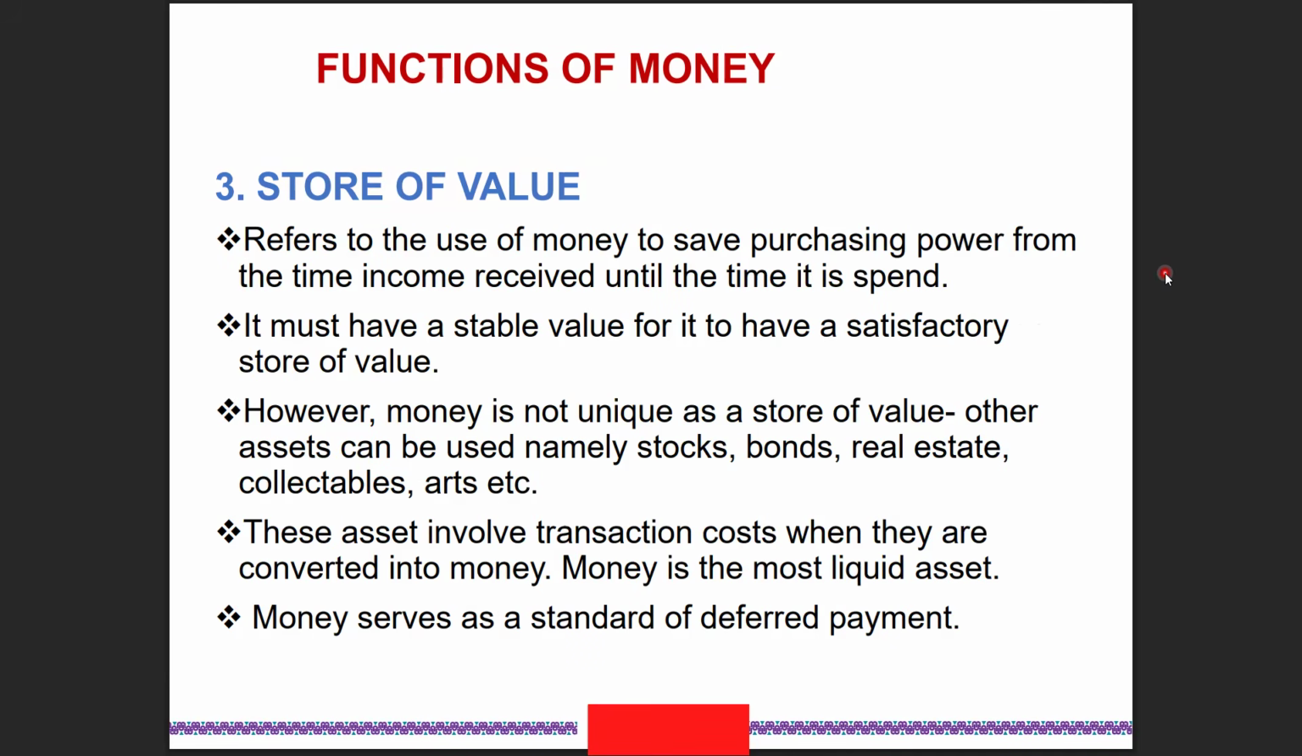Store of value function. Here we said you save your purchasing power, or money is being held and then used at a later stage. So you can hold your money and use it at a later stage in exchange for a good or service. However, money is not unique as a store of value. Other assets can be used, namely stock, bonds, real estate, and collaterals. Money can also be used as a standard of deferred payment, meaning that you can buy something now and pay at a later stage.